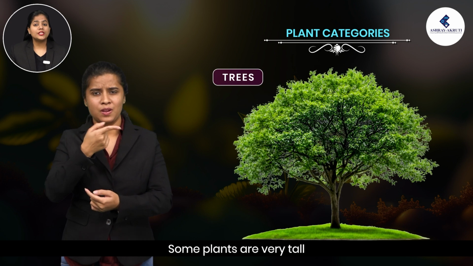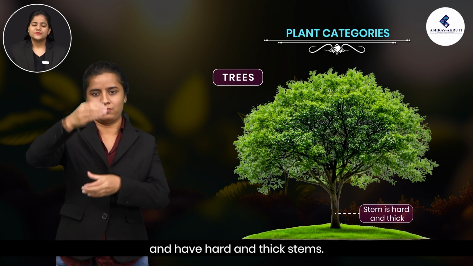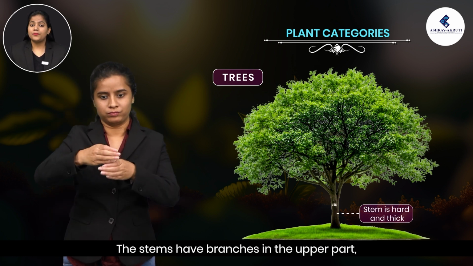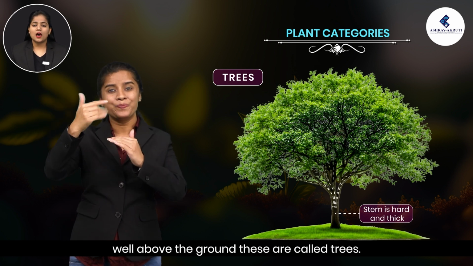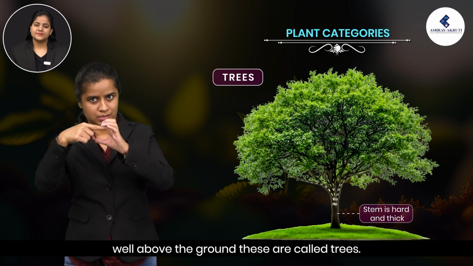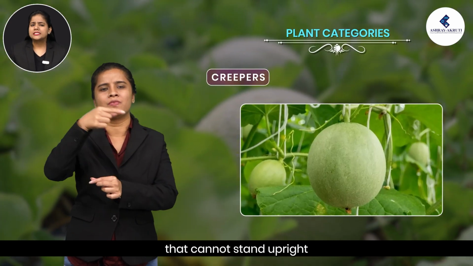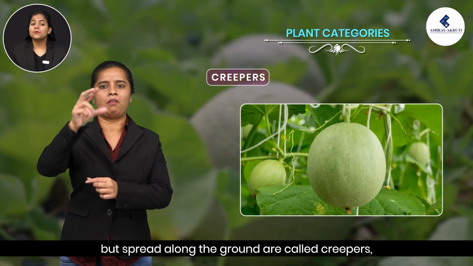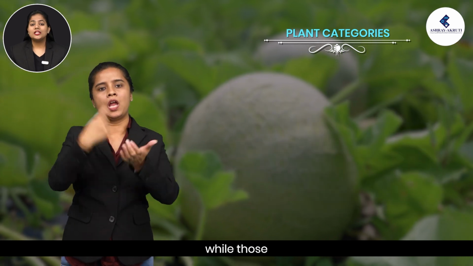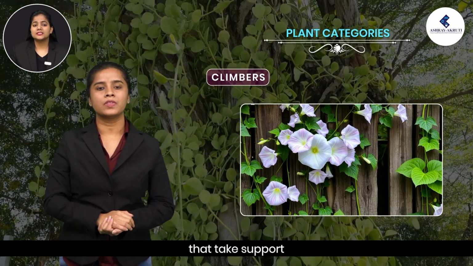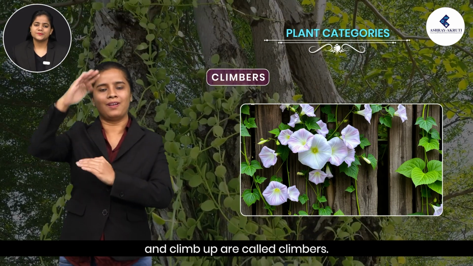Some plants are very tall and have hard and thick stems. The stems have branches in the upper part, well above the ground. These are called trees. Plants with weak stems that cannot stand upright but spread along the ground are called creepers, while those that take support and climb up are called climbers.